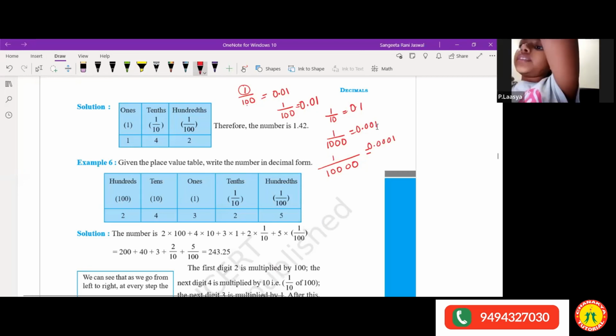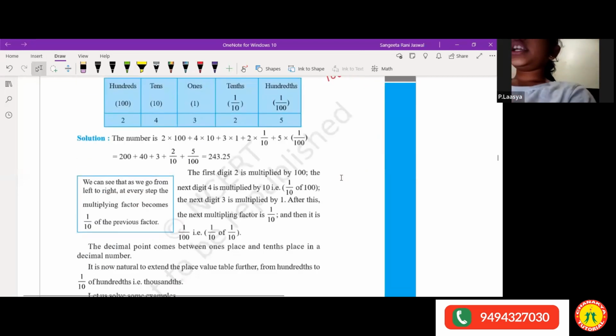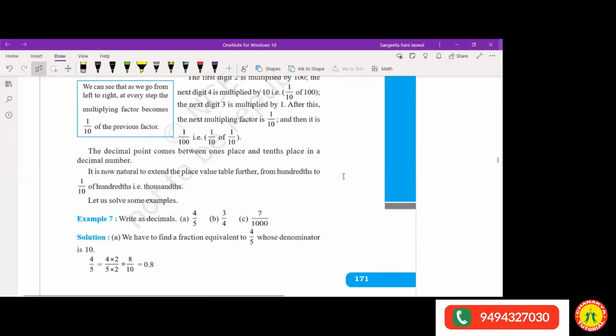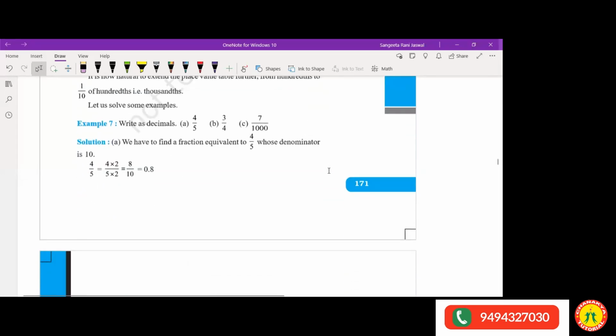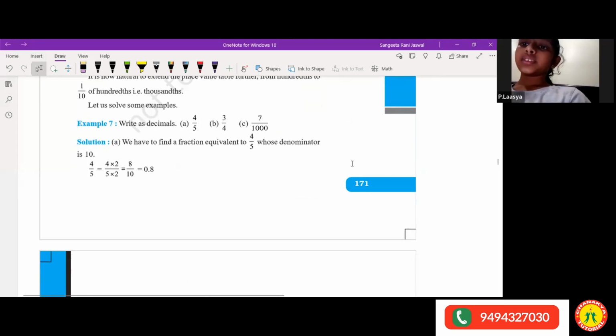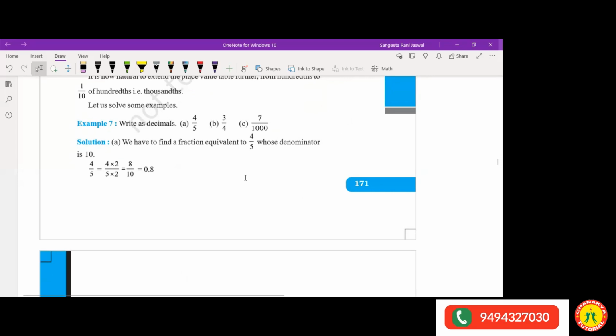If the denominator is changed, then there is a different method. I'm talking about when you have zeros in the denominator, like 10, 100, 1000, and other things. Now, if the denominator is changed, suppose the denominator here is 5. It's 4 by 5.